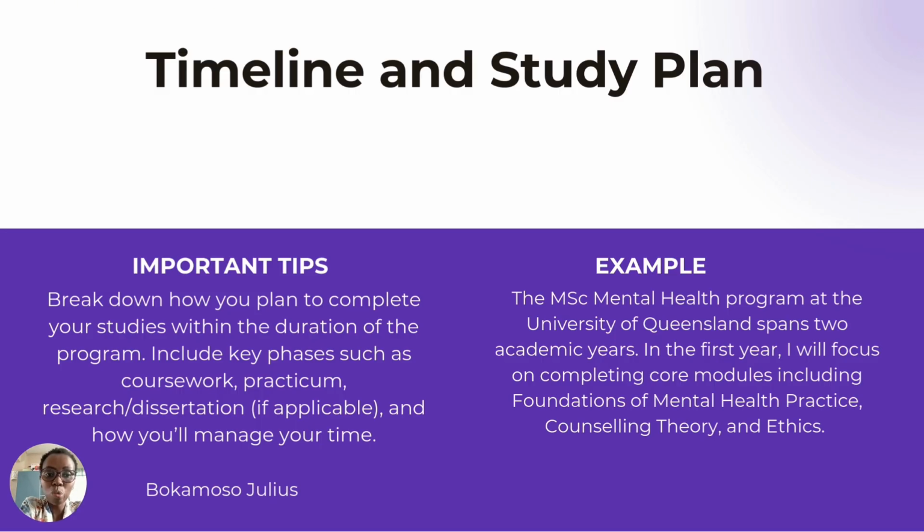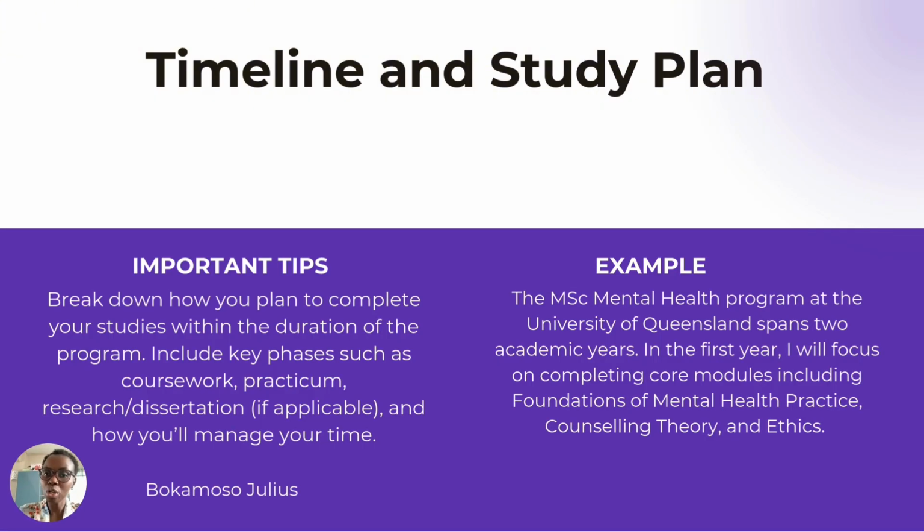You break down how you plan to complete your studies within the duration of the program. Include key phases such as coursework, practicum, research, dissertation, and if applicable, how you manage your time. This is where you can even make a table if you can, or make a Gantt chart that shows what you would do on each year or semester, the duration, if you are going to take practicum or coursework, what is the duration of that coursework?